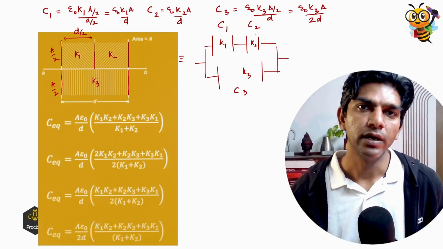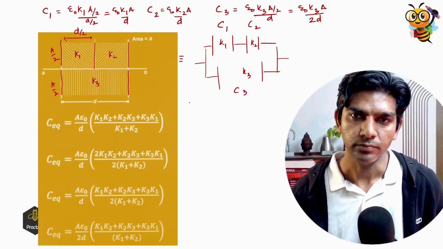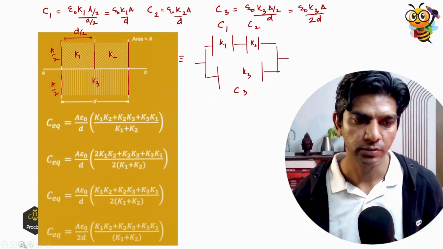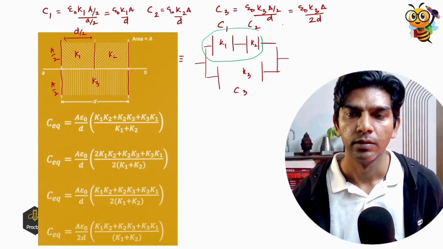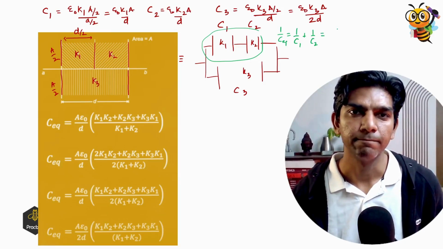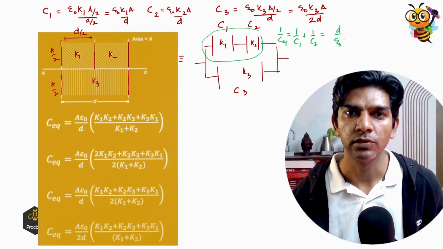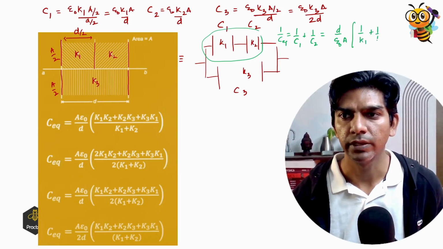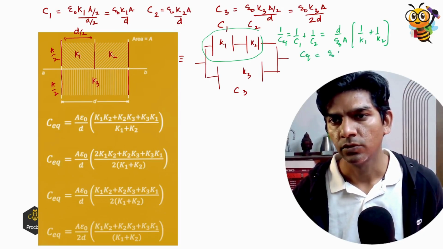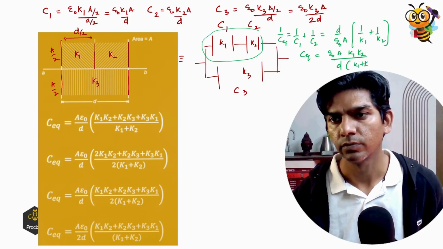Now C1 and C2 are in series. So we can say for this combination, 1 by C equivalent will be 1 by C1 plus 1 by C2. Which will be D by epsilon naught A times 1 by K1 plus 1 by K2. Or we can say this is nothing but epsilon naught A K1 K2 divided by D times K1 plus K2.